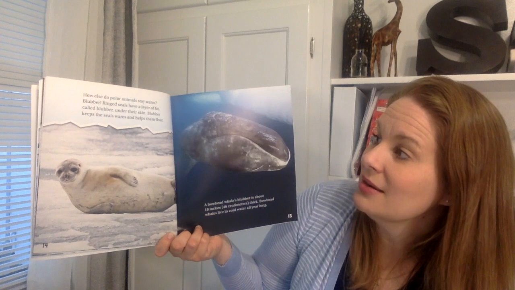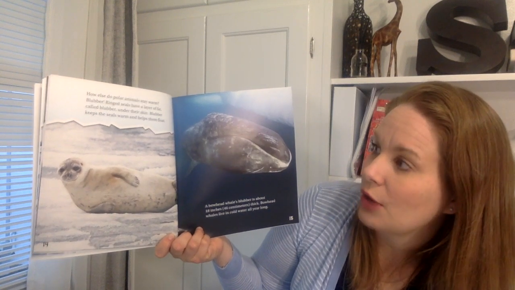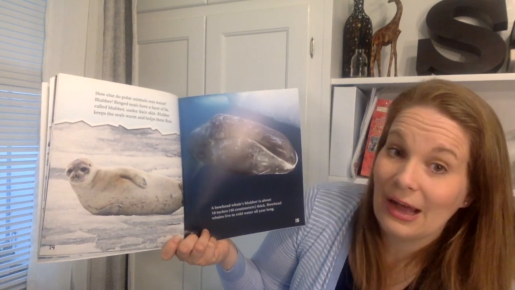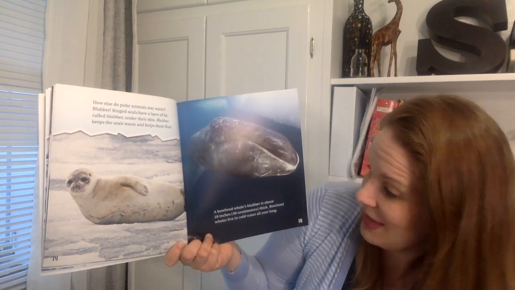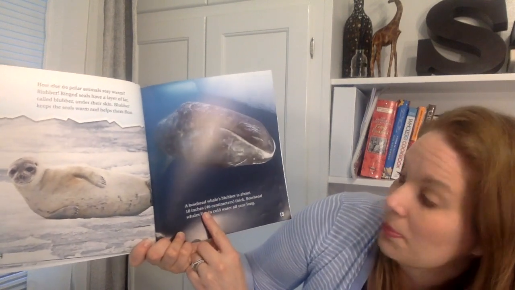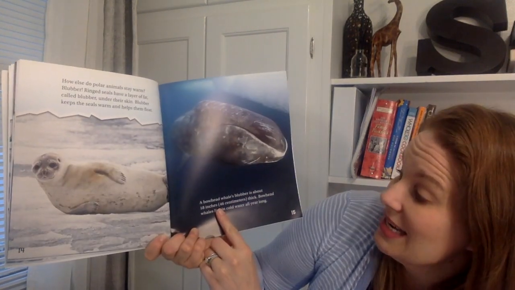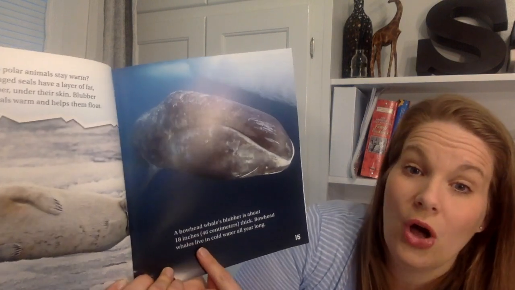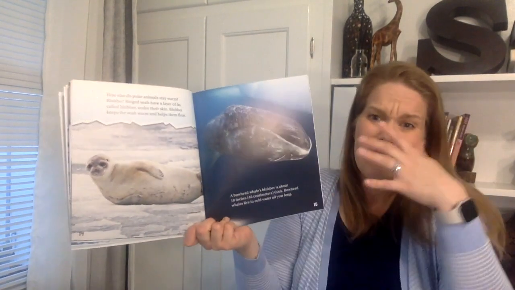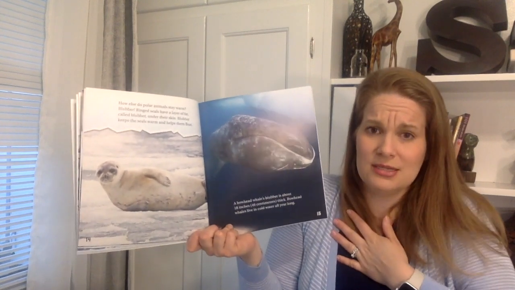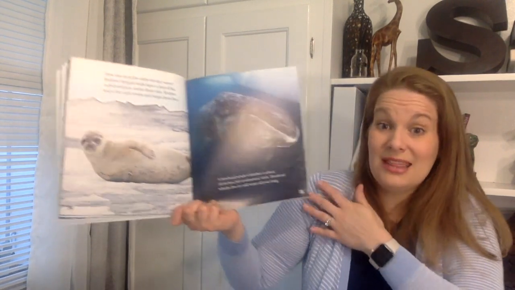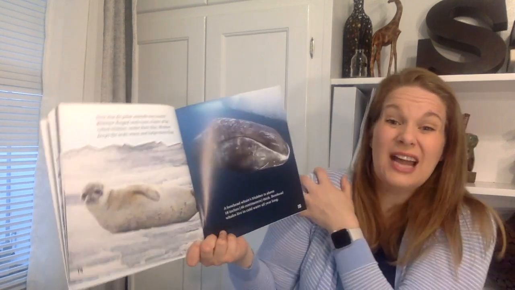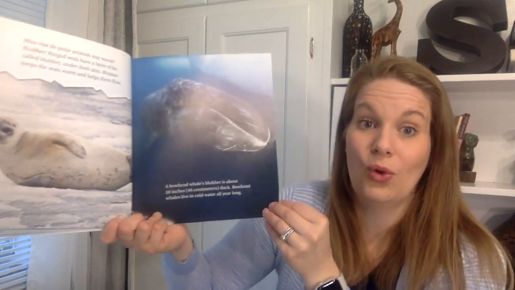Blubber. Ringed seals have a layer of fat called blubber under their skin. Blubber keeps the seals warm and helps them to float. A bowhead whale's blubber is about 18 inches thick. Bowhead whales live in cold water all year long. So that means they have all their organs and body parts inside, but right under their skin, they might have 18 inches of fat and blubber that just helps them to stay insulated and warm.